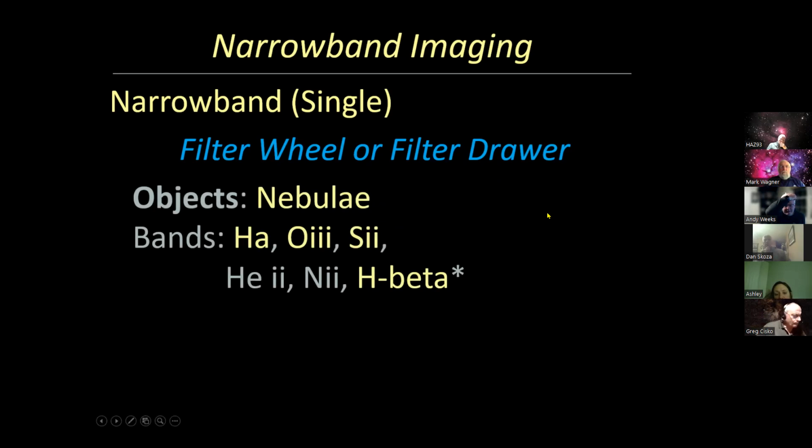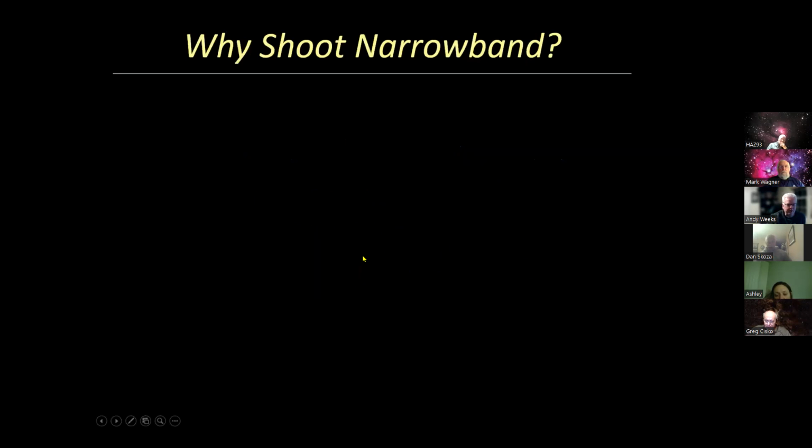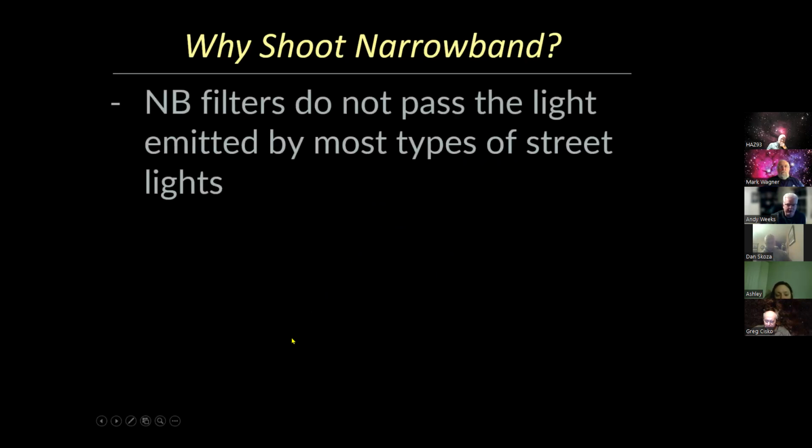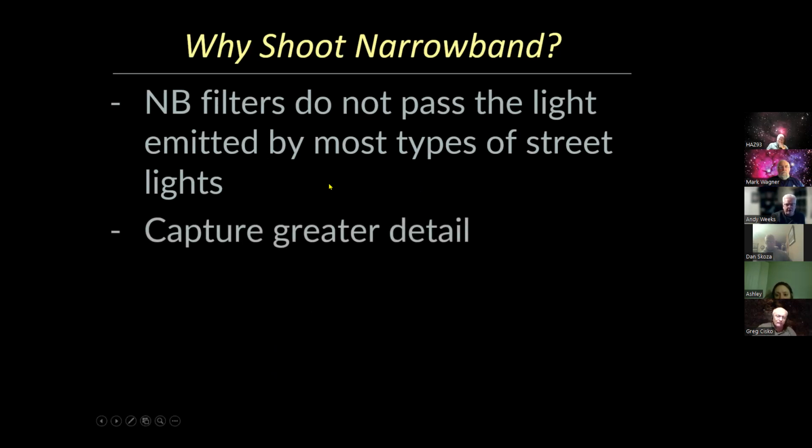The type of objects that narrowband is really going after is the nebulae, and we talked about this a little bit. So the question is, why would you want to, right? Well, narrowband filters don't pass the street light emissions like we saw on those charts. That's kind of obvious, but they do capture greater detail over time than you would with a one-shot color.